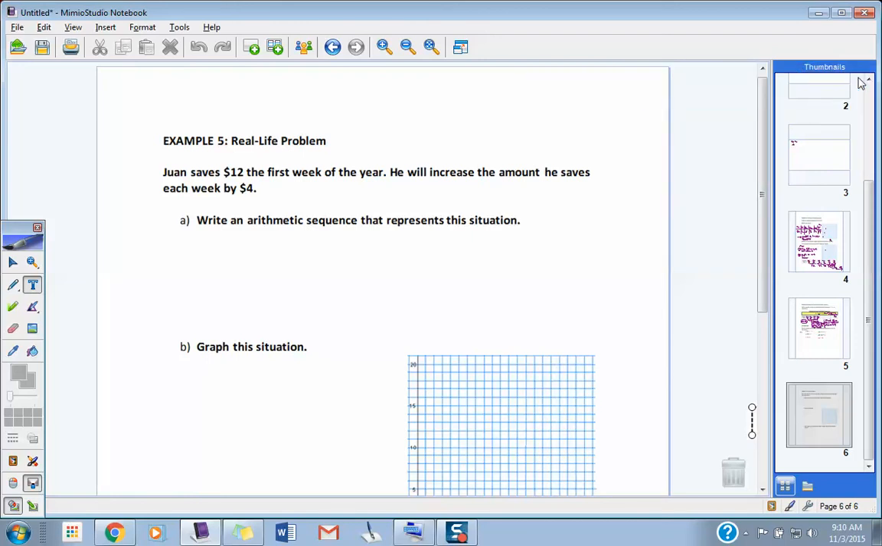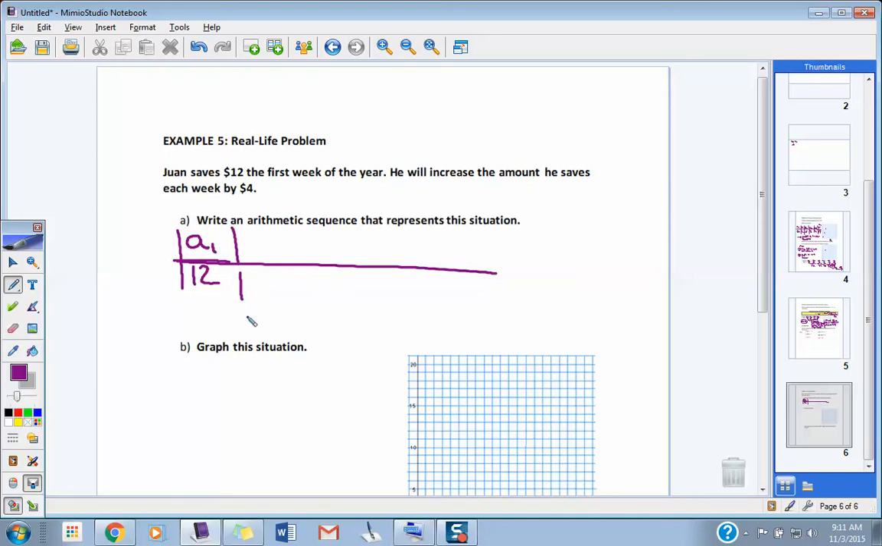Okay, it says Juan saves $12 the first week of the year. He's going to increase the amount he saves each week by how much? By $4. First thing it says to do, write an arithmetic sequence that represents this situation. When they say write an arithmetic sequence that represents this situation, they're saying write an equation for the nth term. Okay? So here's how this is going to work. In his first week, how much is he going to put away? $12. So that's like saying my first term is 12.